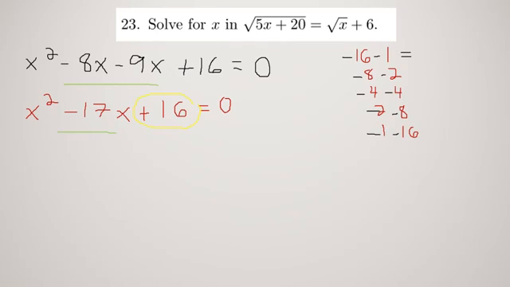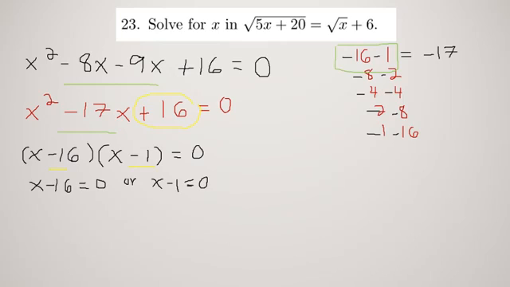Negative 16 and negative 1, negative 17. So, this is it. Ito na yung factors niya: negative 16 and negative 1. So, yan na yan. Let's solve that. Diba? So, either x minus 16 is 0 or x minus 1 is 0. Pag i-apply mo yung zero product property, you get that.